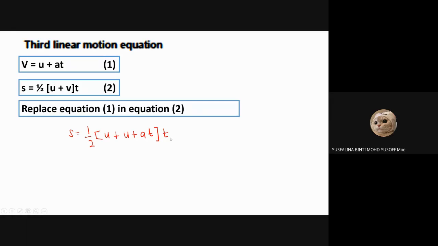Then you have to multiply, so half. This one is 2u plus at, times t, so 1 over 2 of 2ut plus at squared.